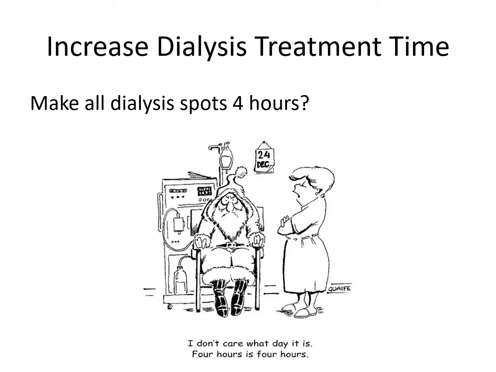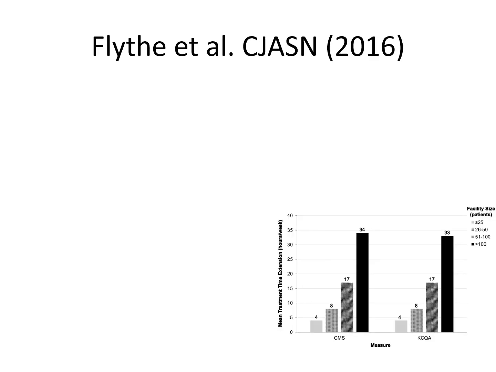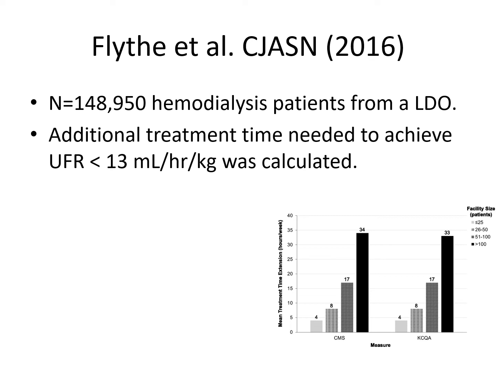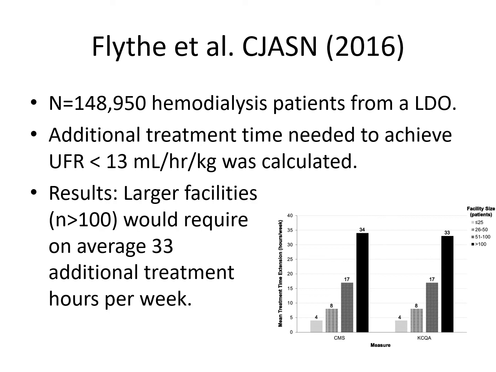Some people have even proposed making all dialysis treatments 4 hours. This would be very difficult to do. Flythe published a study in 2016 of 150,000 dialysis patients from a large dialysis organization, and basically calculated the additional treatment time that would be needed. So if we had to lengthen everyone's treatment to 4 hours or 5 hours or whatever it is to achieve a UF rate of less than 13 mL per hour per kilogram of body weight, it turned out that larger dialysis facilities would require an average 33 additional treatment hours per week, which is a staggering amount of extra dialysis.